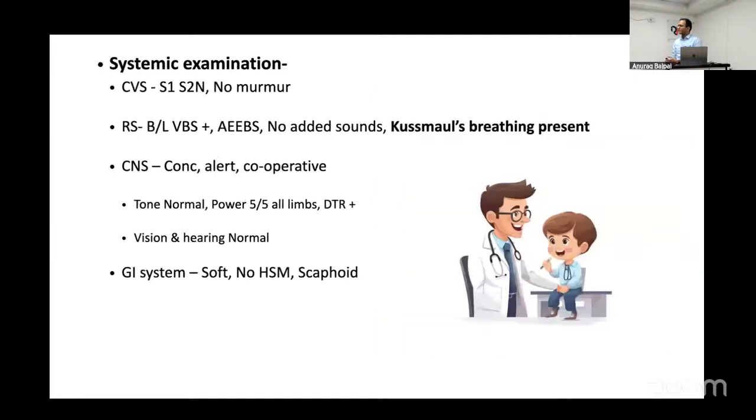In systemic examination, the cardiovascular system was unremarkable. In the respiratory system, Kussmaul's breathing was present. Bilateral vesicular breath sounds were heard, and air entry was equal bilaterally. Kussmaul's breathing is a very specific term. So what exactly do you mean by Kussmaul's breathing? It is fast, rapid, and deep breathing. Deep and rapid, yes sir, so it was more clearly acidotic.